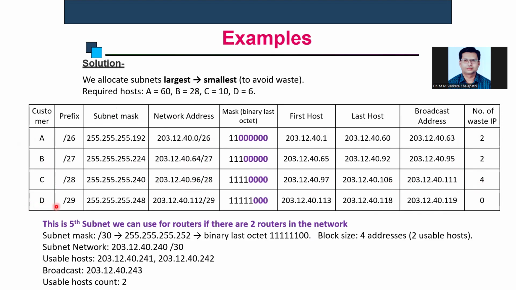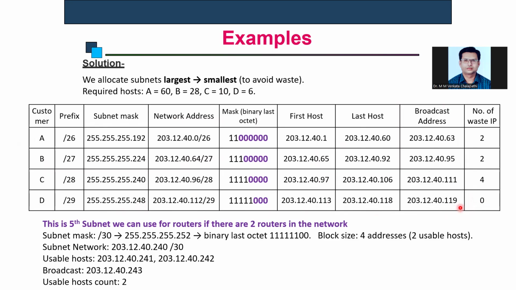Then coming to D, it is slash 29. So the subnet mask will be 255.255.255.248, and the network address is 112. The first host address is 113, the last host is 118, and the broadcast is 119. Here no IP address is lost. The remaining addresses after that, from 120 to 255, are wasted.